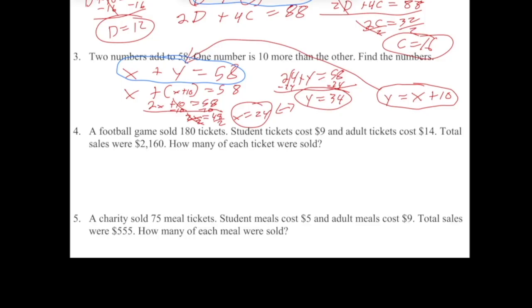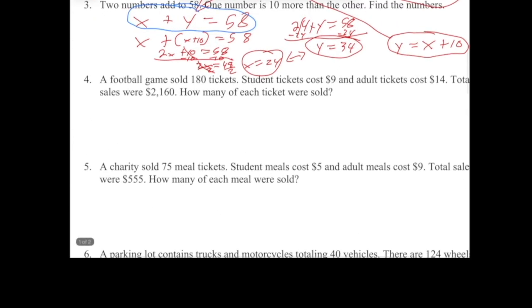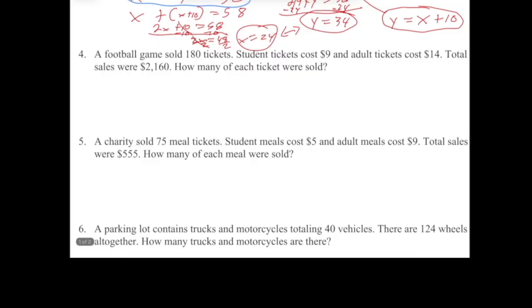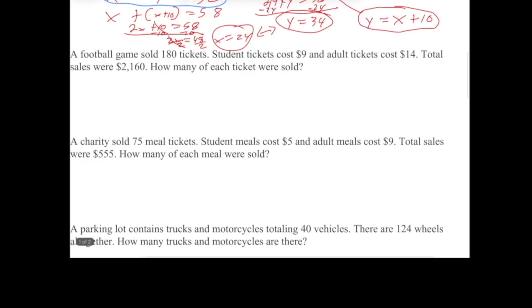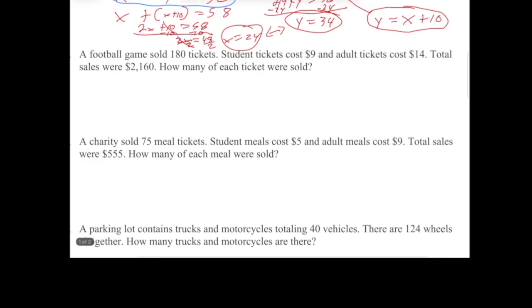All right, number 4 out of 6. We're halfway through. Way to hang in there, guys. Football games sold 180 tickets. Student tickets were 9. Adult tickets were 14. Total sales were 2160. How many were each? All right, well, this happens a lot. So again, instead of students, I'm going to say child because my S's tend to look like 5s.